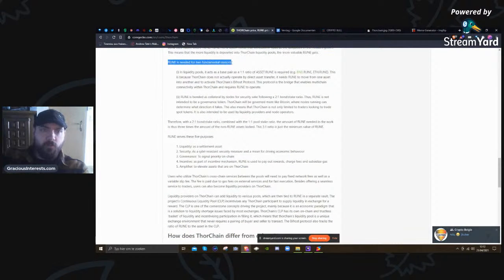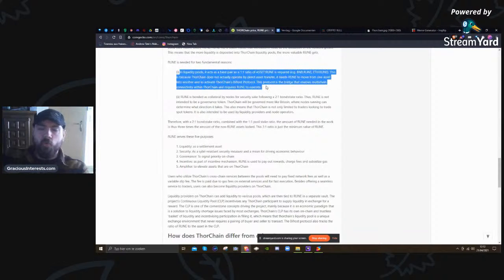To continue, RUNE is needed for fundamental reasons. One, in liquidity pools, it acts as a base pair, so on a 1-to-1 ratio of asset to RUNE, where the asset might be Bitcoin or Ethereum. This is required because THORCHAIN does not actually operate by direct asset transfer. It means RUNE can move from one asset into another. So yeah, basically this says that RUNE itself is an intermediary token.